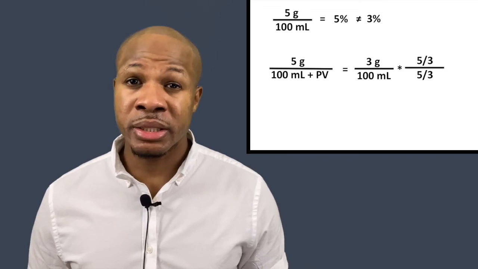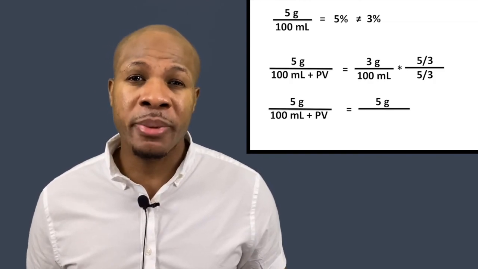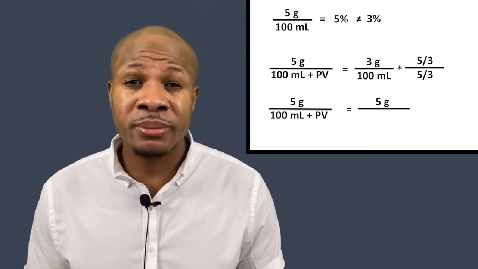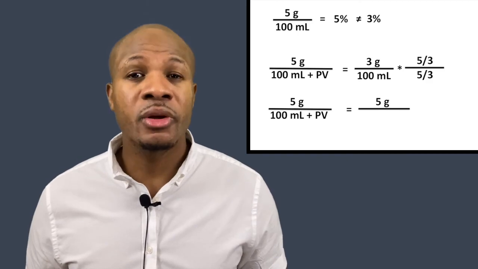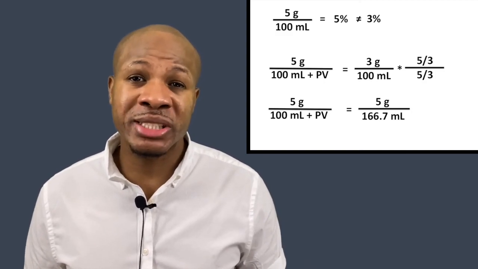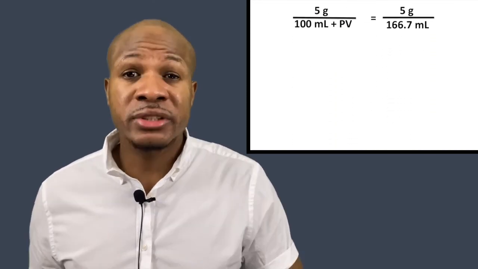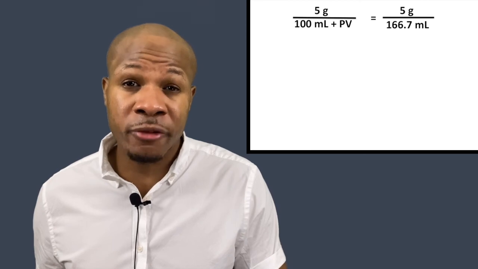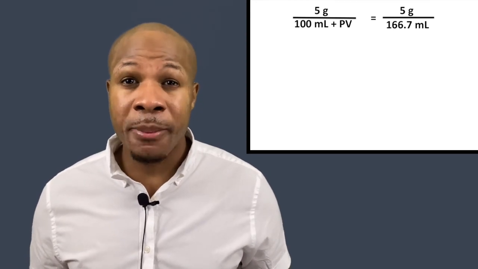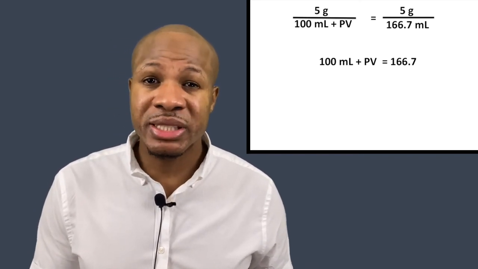But what this does is it allows you to have the same numerator on the left side and the right side. Because when we multiply the numerator by 5 over 3, we get 5 over 3 times 3 equals 5. So on the right side, we'll have 5 grams in the numerator. And in the denominator, we have 100 milliliters times 5 over 3, which equals 500 over 3, which is 166.7 approximately, right? So 166.7 milliliters in the denominator. So now the left-hand side has a numerator of 5 grams and the right-hand side has a numerator of 5 grams. So those are equal. So now we just need to make sure that the denominators are equal. So we're going to set 100 plus powder volume equal to 166.7.